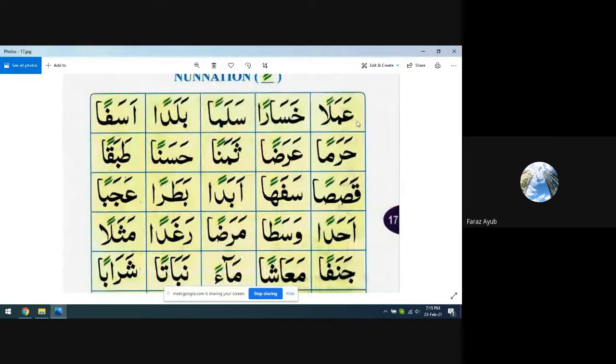We have an exercise of fathatain or do zabar, and we also practice this page on how to waqf on do zabar. If the last letter has a do zabar or fathatain, we stop like amalan becomes amala, not amal. Haraman becomes harama, not haram. Just like abadan becomes abada, not abad. Ma'an becomes ma'a, not ma.